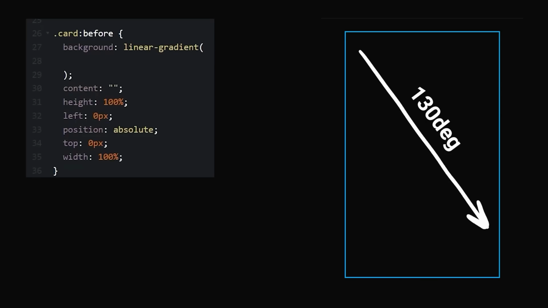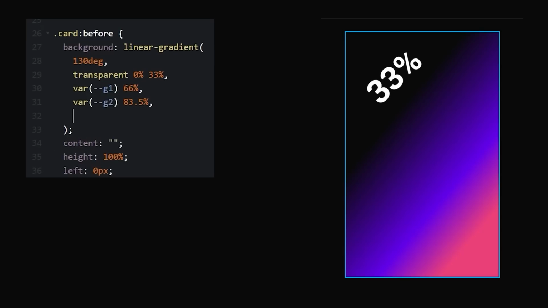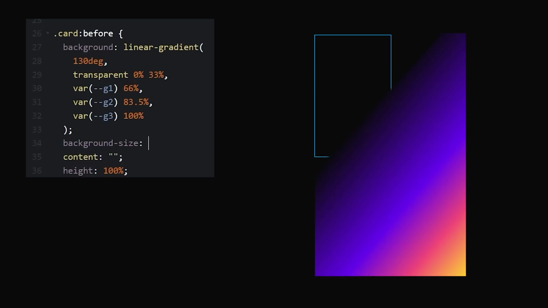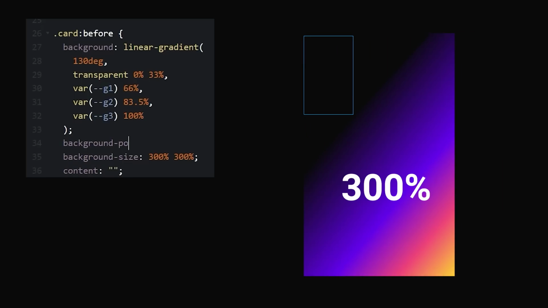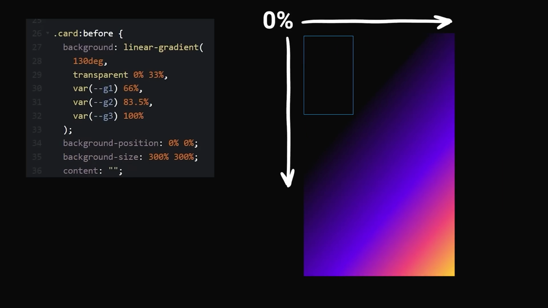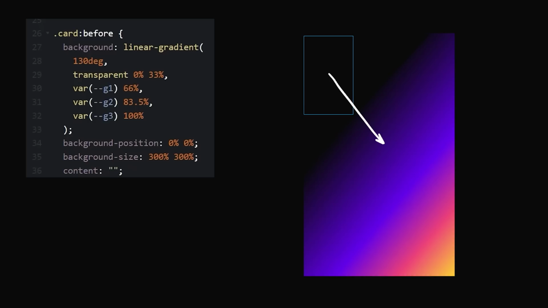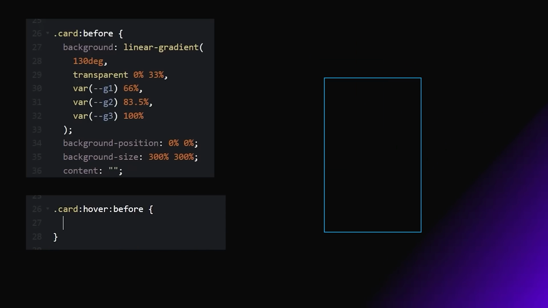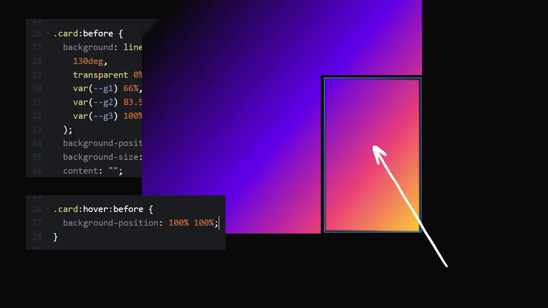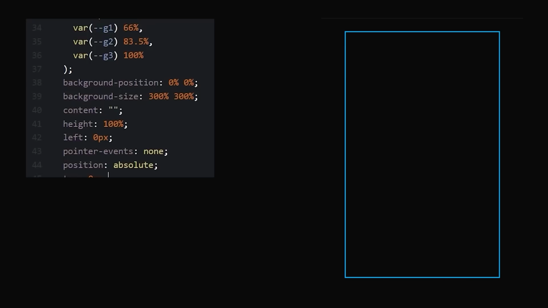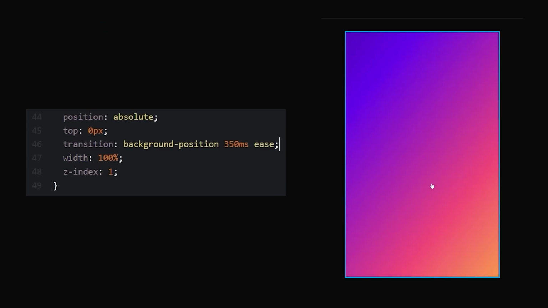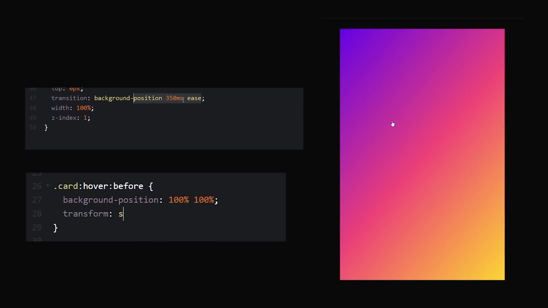It'll be an angled gradient with the first third being transparent and the remaining two thirds split between our three gradient colors. By setting the gradient size to 300% and its position to 0, we can shift it off the card entirely by default. Then, on hover, we'll shift the background position over so the gradient becomes visible again. By setting a transition time on the background position property, we can ensure it slides in smoothly. Finally, we'll scale the gradient size up on hover to make it really pop out.